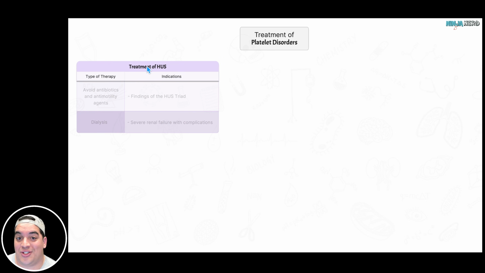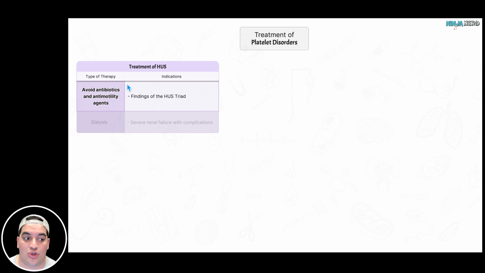HUS, a lot of this is you just kind of let it ride. You don't really do anything about it. So for this one, you just don't give them antibiotics. You can potentially worsen it. That's the thing. If they ever ask, what would you not do? It's never give antibiotics to these patients, because you can potentially cause the E. coli to bust open and release more Shiga toxin into the bloodstream.